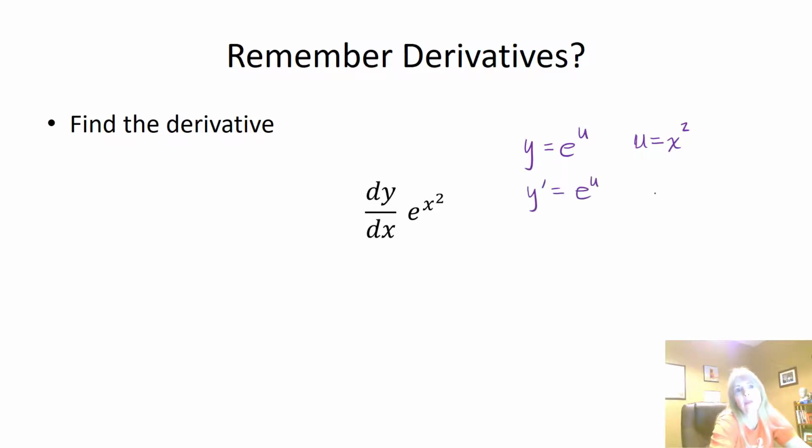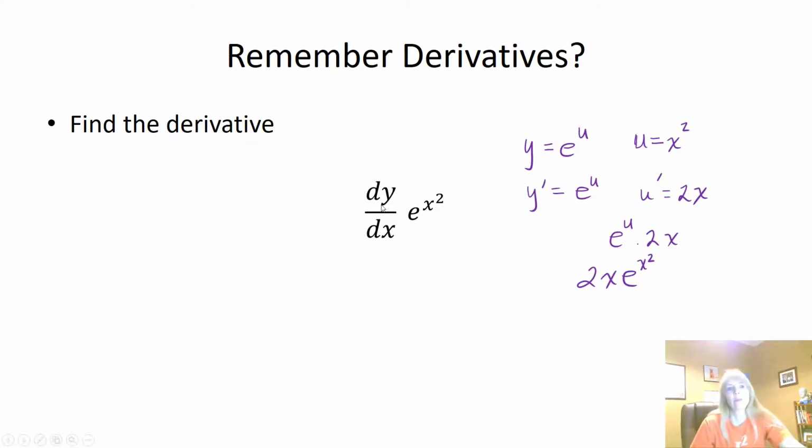So the derivative of e to the u is e to the u, the derivative of x squared is 2x, and then we put these together by multiplication, and I'm going to write the 2x first, and finally we substituted back what u was. So hopefully that's a review. You remember that we took the derivative of the inside, in this case the exponent, and then multiplied it by the derivative of the outside.